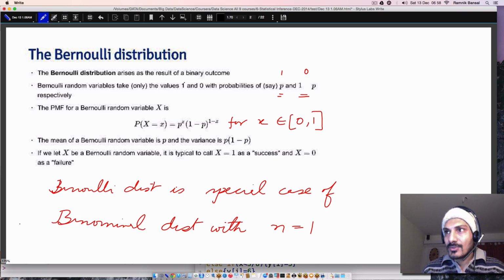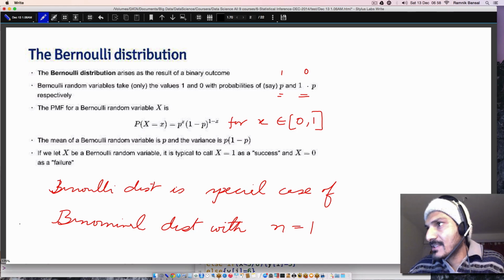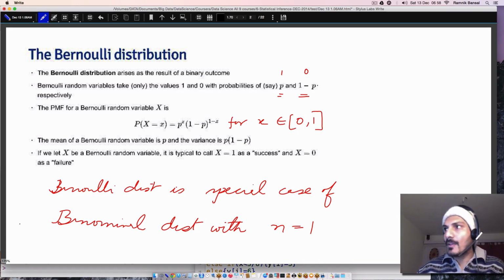All right. So they take only two values, and let's say that they have a probability of p and 1 minus p. Say the probability of 1 is p, and the probability of 0 is 1 minus p. So now what will be the probability mass function for a Bernoulli random variable x?